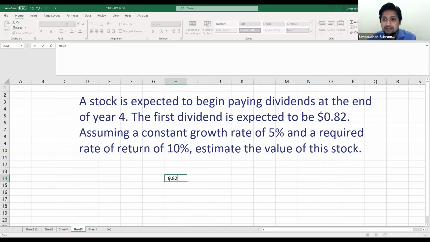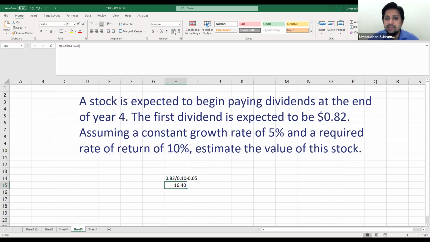So you've got to remember: if they say the last paid dividend, then you apply the growth to that; if not, you don't. So 0.82 is already with 5% growth. What you do is 0.82 divided by cost of equity, which is 10%, minus the growth rate, 5%. So this is going to be the value of the stock, isn't it? 0.82 divided by 0.1 minus 0.05 gives you the value of the stock, which is 16.4, right?